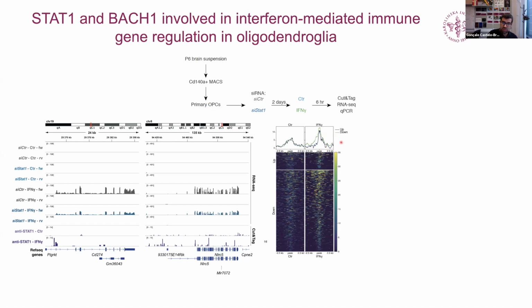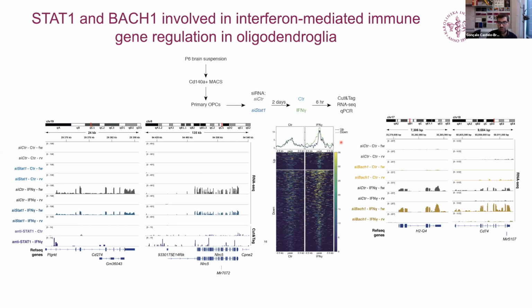This was with STAT1, but they also investigated BACH1, and with BACH1 the picture was different because, for instance, for this subset of genes like CD74, there was an increase upon treatment with interferon gamma of the expression of this gene in OPCs. But with BACH1 knockdown, what we saw was an even further increase, suggesting that BACH1 seems to have in this context an opposite role to what we have been seeing for STAT1.